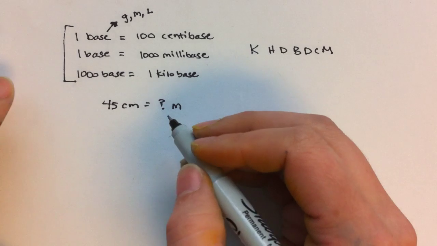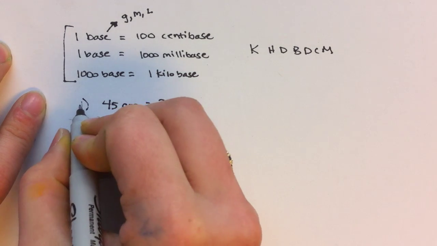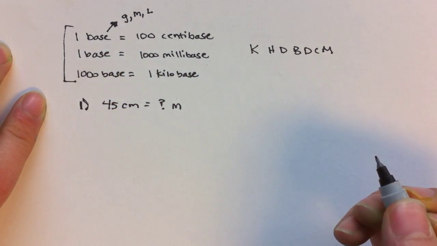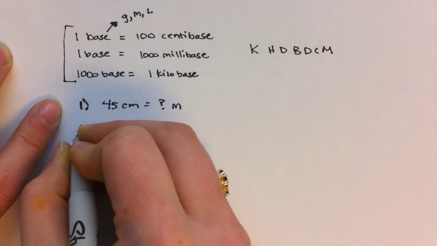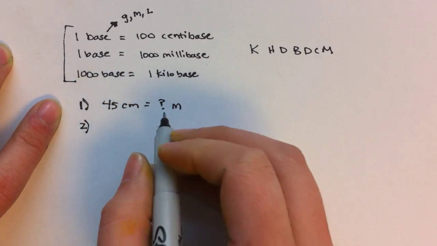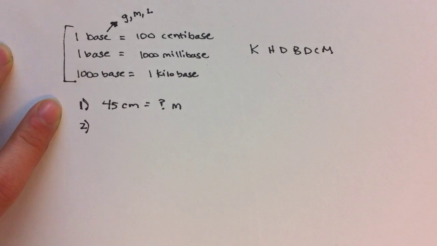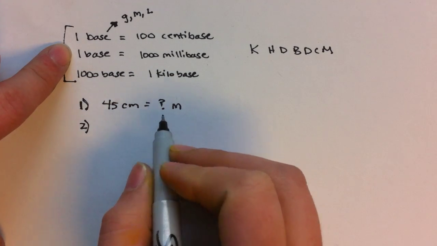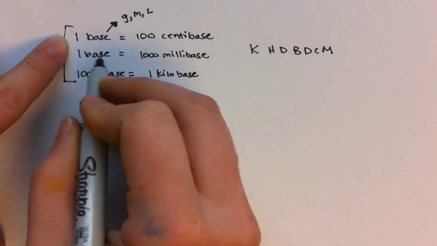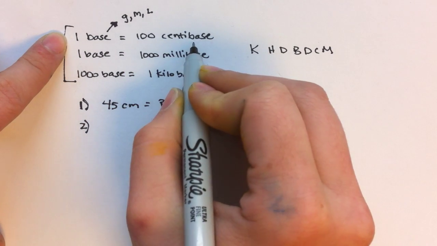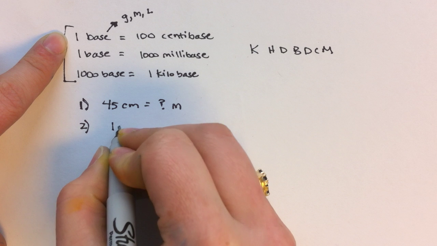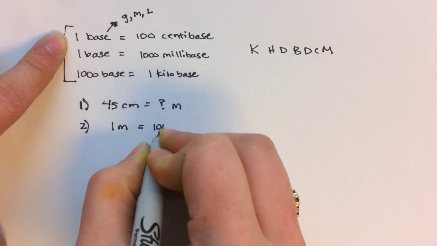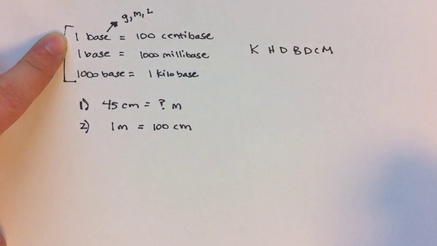So say you have this problem, 45 centimeters is equal to how many meters? The first thing you do is you have a question. The next thing you do is you figure out what is the equality between centimeters and meters. So we look here and we see, oh, there's centi. So 1 meter equals 100 centimeters.